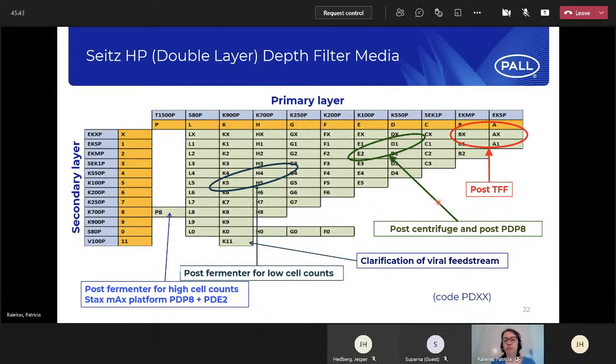And for applications where you need finer filters, like after TFF, if you still have some aggregates in solution, include the PDPX, PDAX.